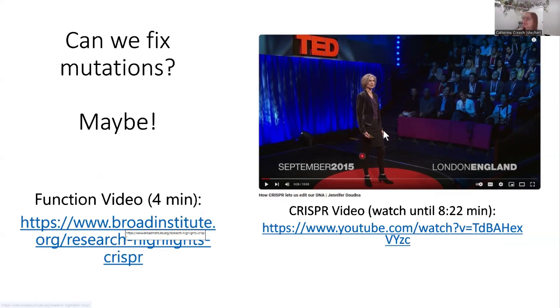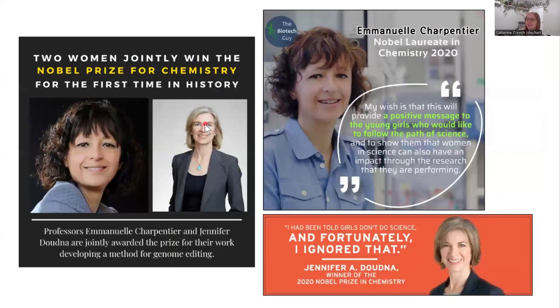One of them is introduced by Jennifer Doudna, who is our scientist spotlight of the day. Her and her colleague, Emmanuelle Charpentier, a French scientist, both won the joint Nobel Prize for Chemistry in 2020. So this is recent, super exciting. It was also the first time that two women had won the prize together.